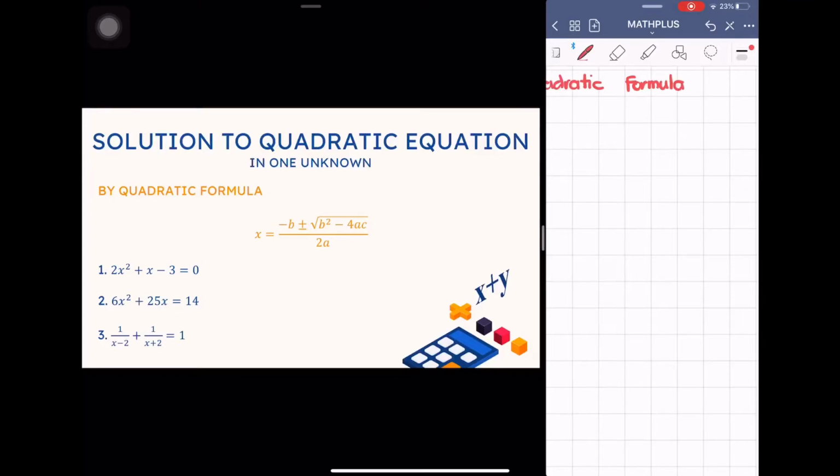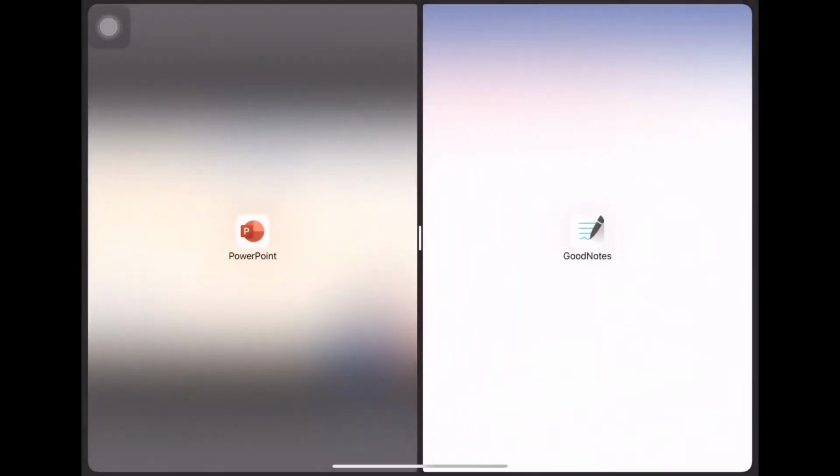Hi guys, welcome back to our continuation on quadratic equations. This time we're going to solve the roots or the solution of the quadratic equation in one unknown using the quadratic formula. So this is our third method. The quadratic formula is negative b plus or minus the square root of b squared minus 4ac, all over 2a. This is known as your quadratic formula.